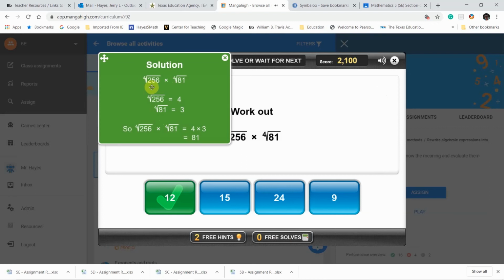Alright, see what it says here? The fourth root of 256 is 4. So it'll be 4 times 4 times 4 times 4. And we already figured out the fourth root of 81 would be 3, right? So what's 4 times 3? 3 times 4 is 12. Is that correct? Yeah, that is correct. So 12 would be the right answer.